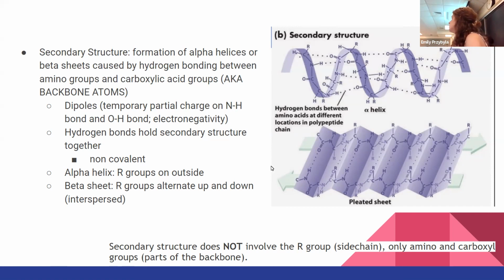For alpha helix, our R groups are on the outside, which makes sense, because imagine we have one of those big R groups like lysine on the inside. That would not be very stable for an alpha helix. It's just too big to be on the inside. And beta sheets alternate up and down, so on the top, on the bottom. So you can see here, R group, R group, R group, R group. The secondary structure does not include the R groups. I know that R group interactions are really hard for a lot of people, and that's a big one. That is not secondary structure.